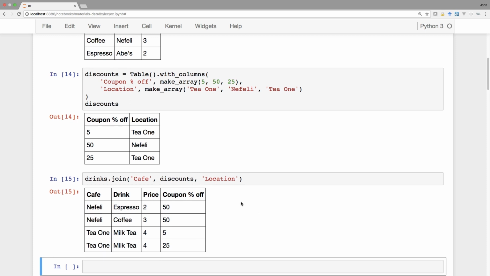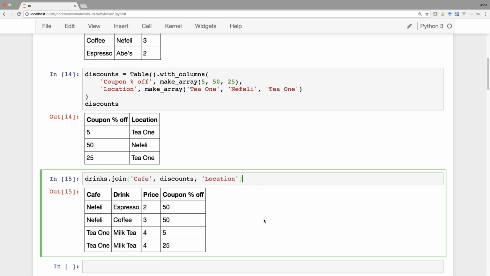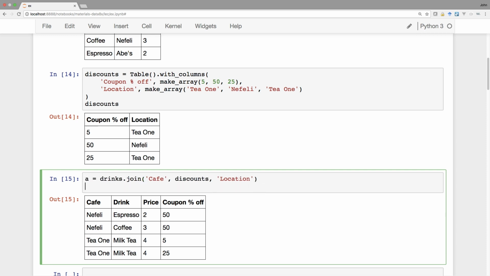Now we need to know the price of those discounted drinks. So let's give this result a name. And then we can add another column, the discounted price column. And we have to compute this from the columns of A. So this gets A's price, multiplies it by whatever's left over when you're done with the discount. 1 minus A dot column number 3 divided by 100.